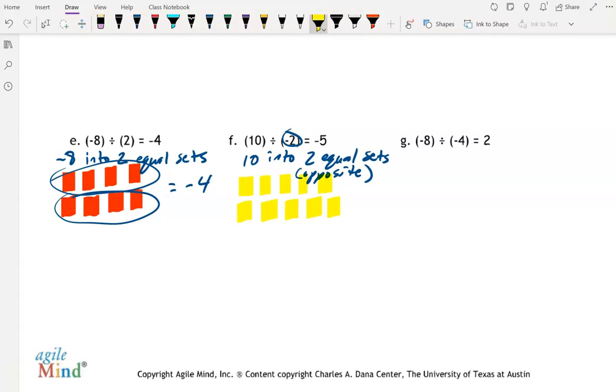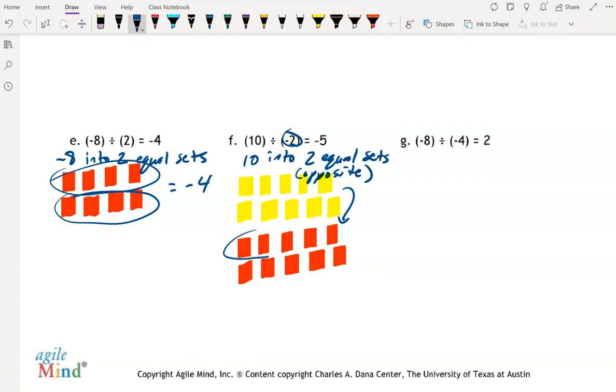2 equal groups. But then we have to take the opposite, right? So that means we're going to take and flip each of those. 2, 3, 4, 5, 6, 7, 8, 9, 10. And how much is in each group? Each group has negative 5, just like it says in the original, because of that negative sign in the second one that says we have to take the opposite of that.